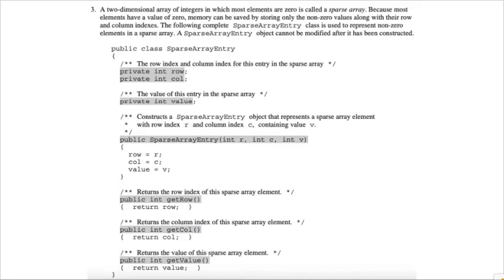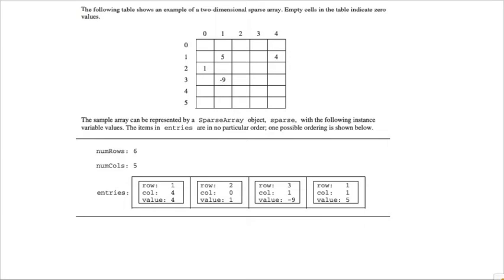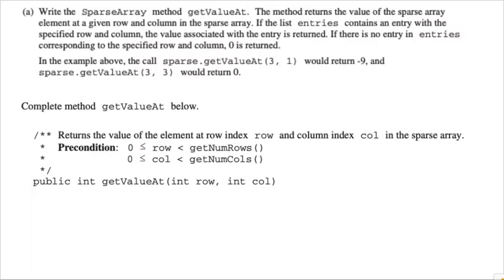In question 3, you're given two classes. The first one is SparseArrayEntry, and the second one is SparseArray. And then there's an example of the outputs that would occur. And then for part A, you have to write a method inside the SparseArray class called getValueAt.